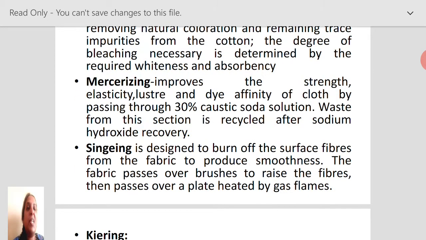And mercerizing is the next unit in the textile industry. So here the entire cloth will be passed through a 30% caustic soda solution, so that it will improve the strength as well as the elasticity, luster and dye affinity of the cloth. And here the waste from this section can be recycled after we get the sodium hydroxide recovery.